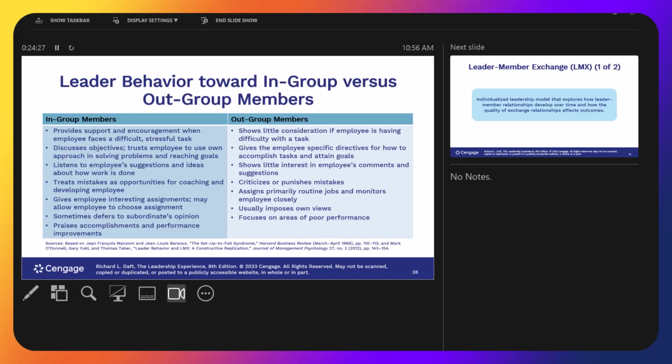Leader behavior towards in-group versus out-group. So let's look at this in-group. I won't read through all those, but read through those on your own with the in-group and look at the difference between the in-group and the out-group. If you have leaders where you have this going on, you can see that that's going to be an issue, primarily with the out-group.